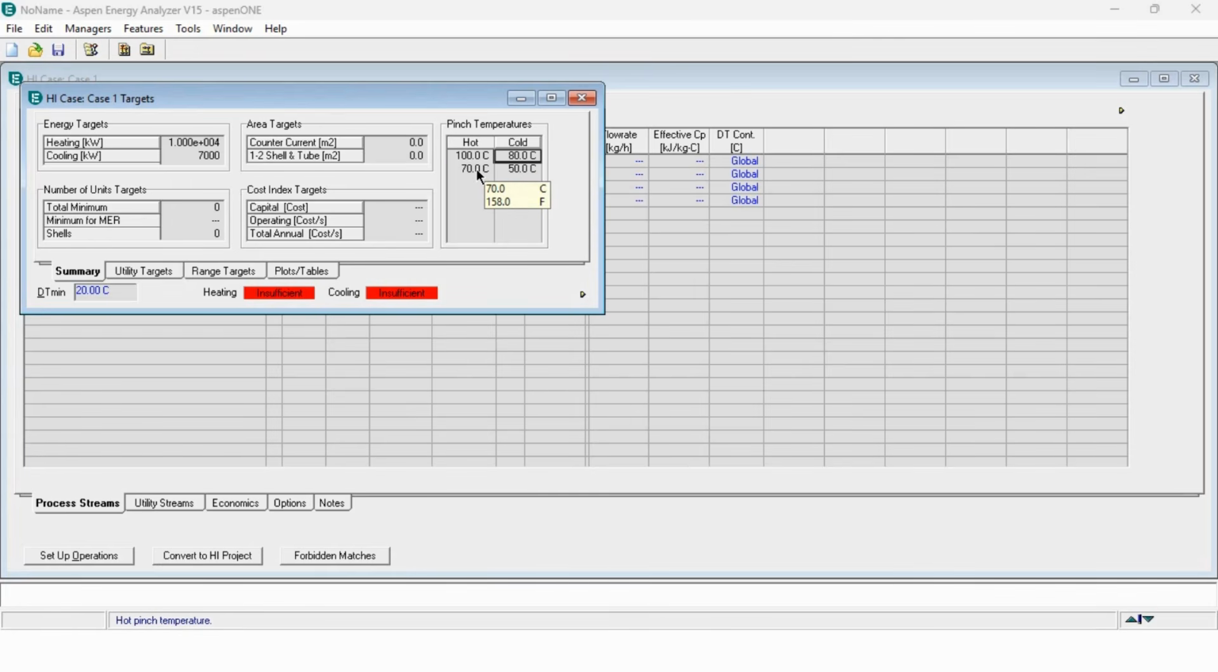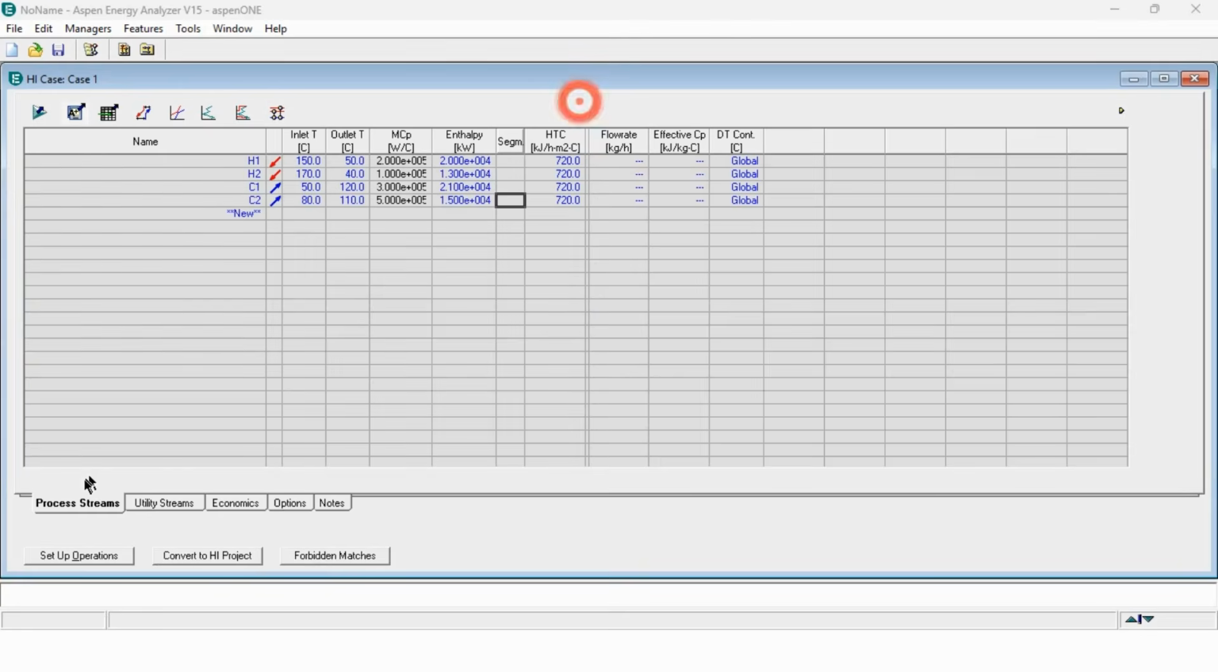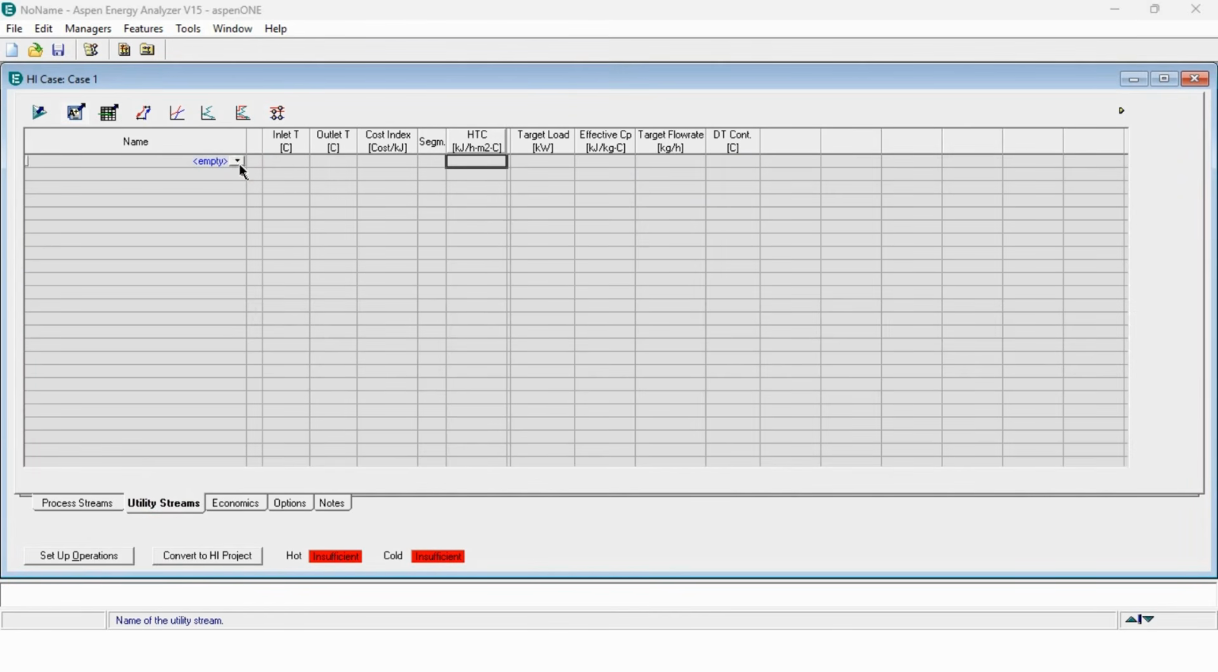The second system, or the second pinch, has 70 degrees centigrade as the hot pinch temperature, while 50 degrees centigrade is the cold pinch temperature. So it will be really interesting to see how we can solve it. But obviously, first we need to add the utility data. So we will come to the utility streams.